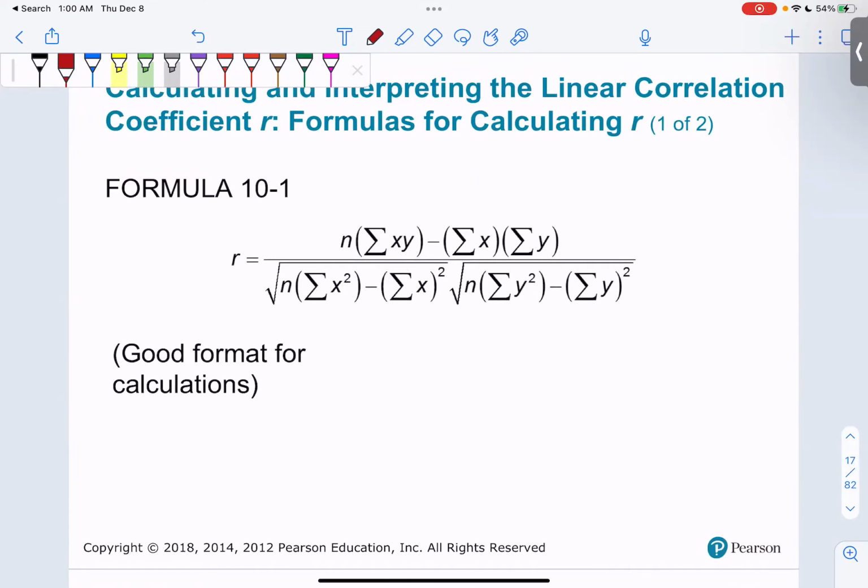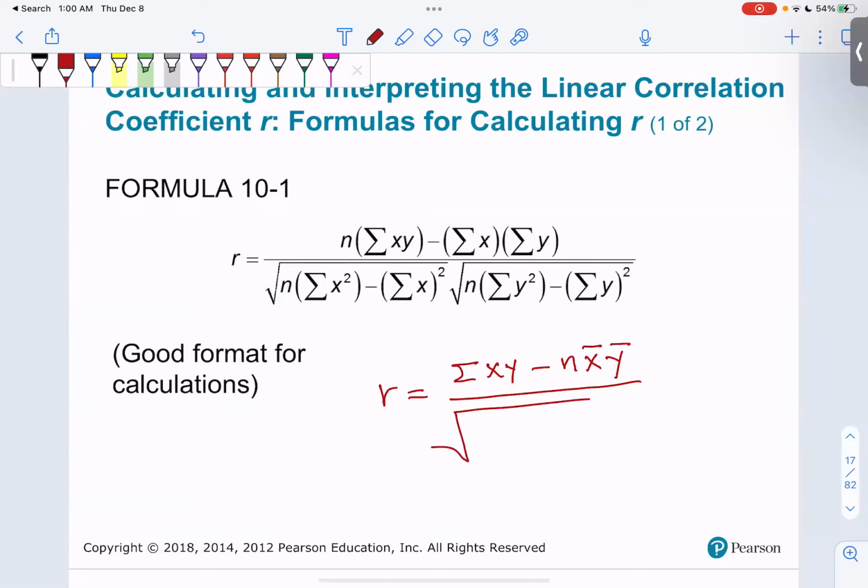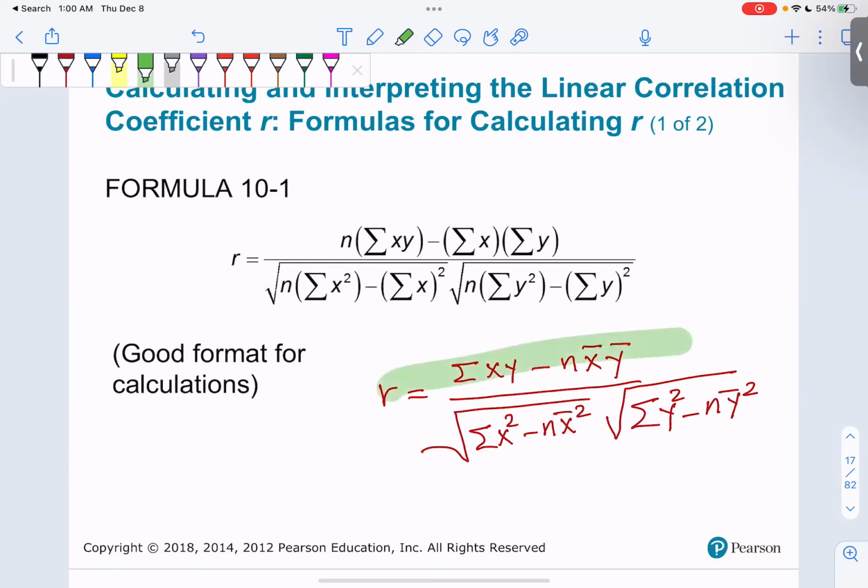Okay, so for the formula for correlation, we can use this formula: R equals N summation XY minus summation X. Or you can use this formula. For me, I like this formula more: R equals summation XY minus N X bar Y bar, divided by the square root of summation X square minus N X bar square, and then the same for Y, which is summation Y square minus N Y bar square. I will use this formula because it's easy to use, okay?